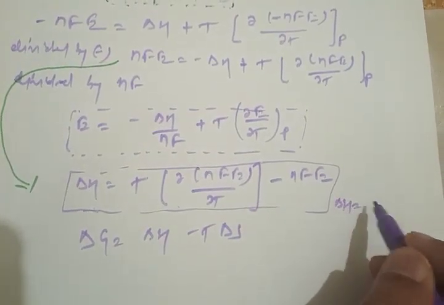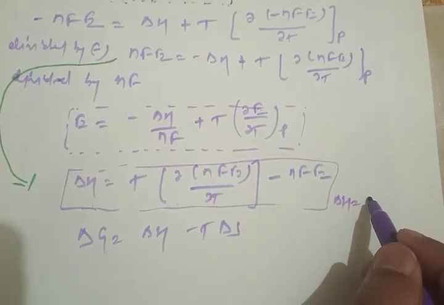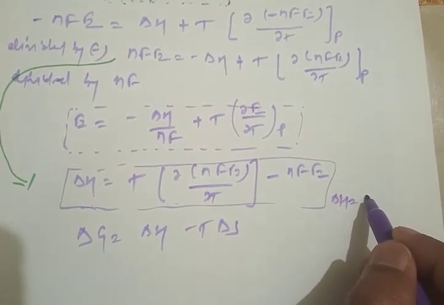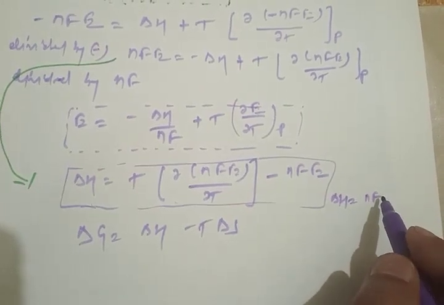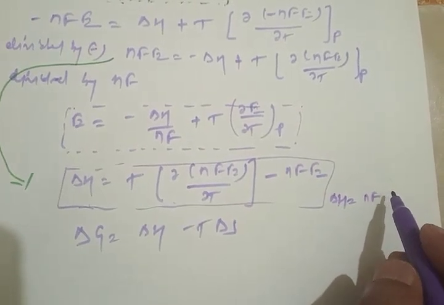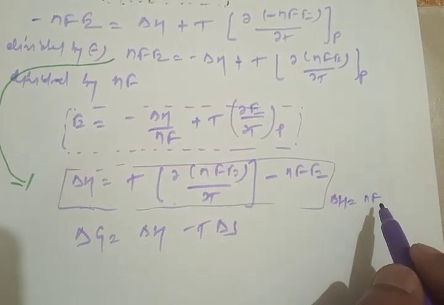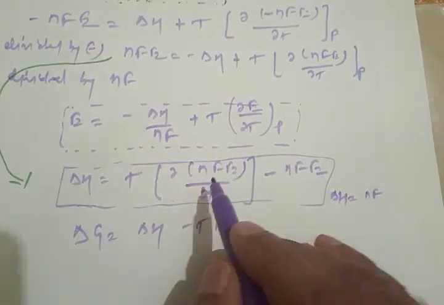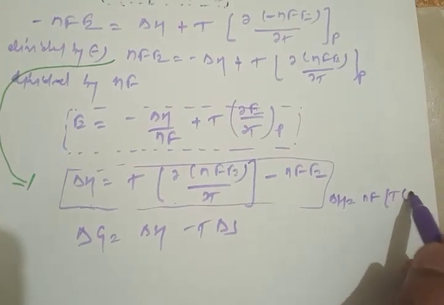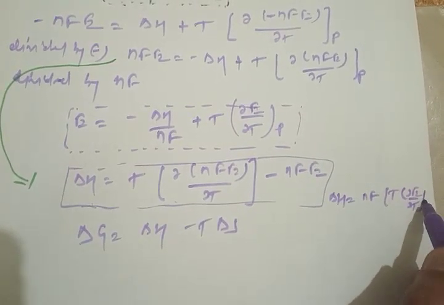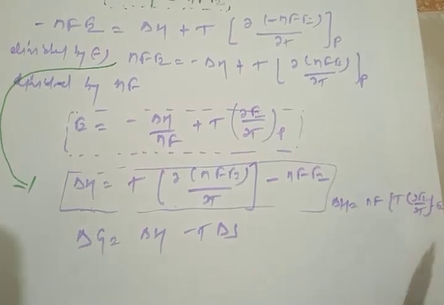Del H equals to NF, and here it is multiplied, no? T del E upon del T minus E.